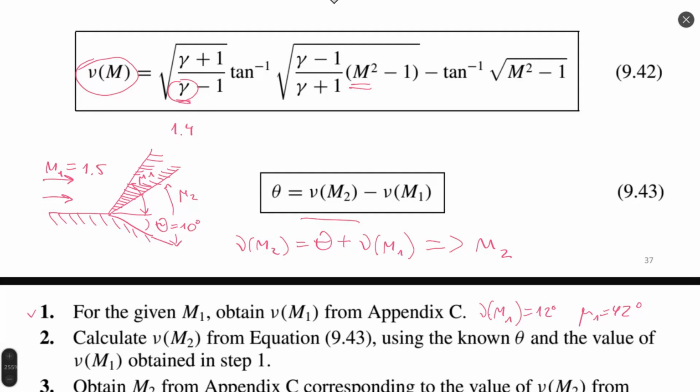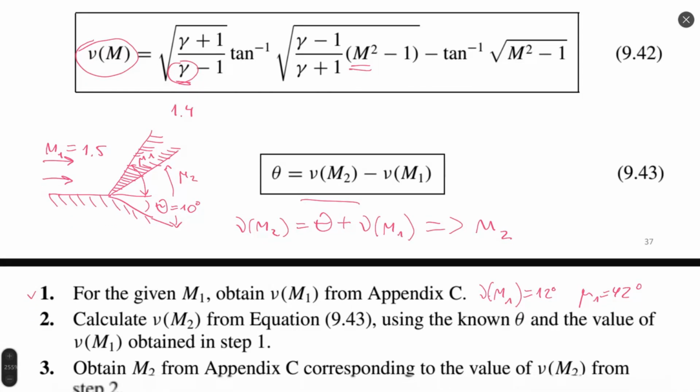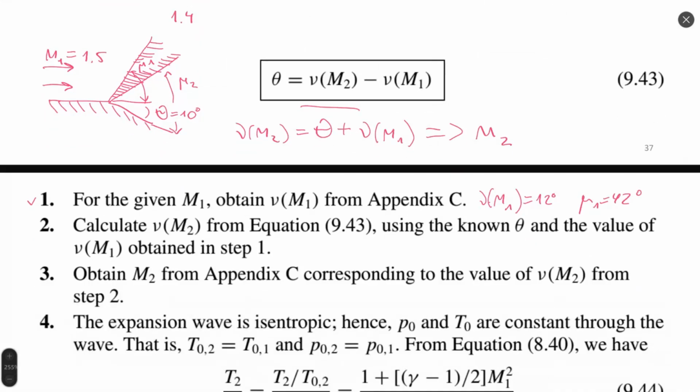Then after I did this in a very simple way, from Appendix C, second point, I calculate nu of M2. I know that I have 10 degrees and 12 degrees, so my nu of M2 would be 10 plus 12, and it's 22 degrees. Okay, that's simple. And then in step 3, I will see my Mach 2. Mach 2 is a function of nu of Mach 2.